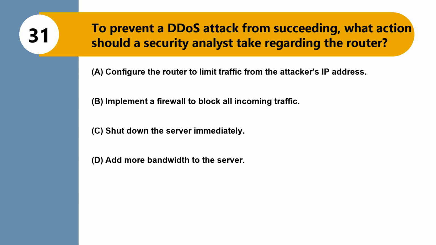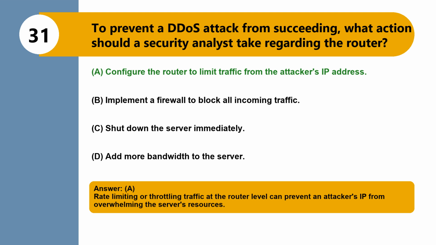Question 31. To prevent a DDoS attack from succeeding, what action should a security analyst take regarding the router? Option A, configure the router to limit traffic from the attacker's IP address. Option B, implement a firewall to block all incoming traffic. Option C, shut down the server immediately. Option D, add more bandwidth to the server. The correct answer is option A, configure the router to limit traffic from the attacker's IP address. Rate limiting or throttling traffic at the router level can prevent an attacker's IP from overwhelming the server's resources.